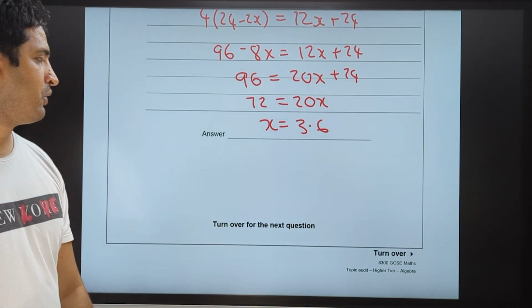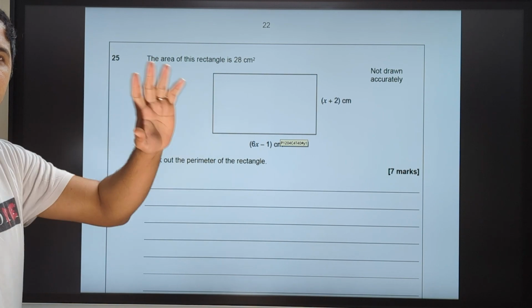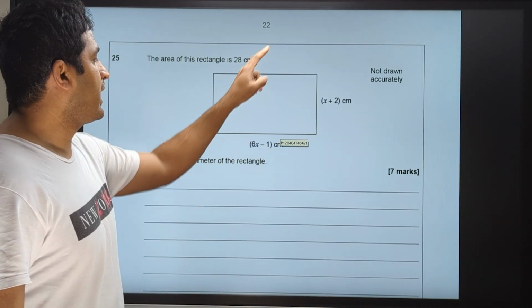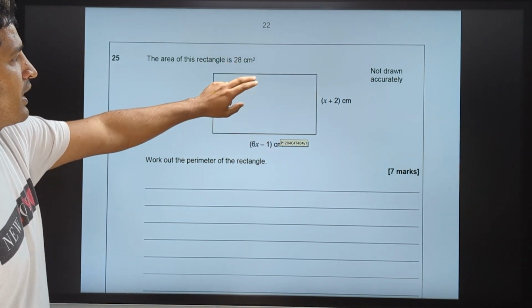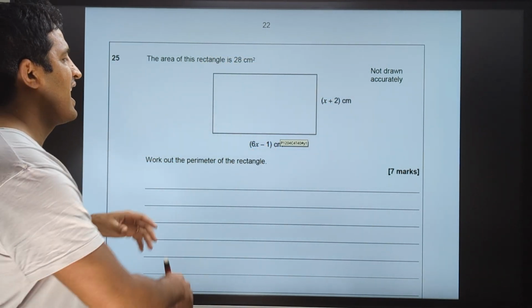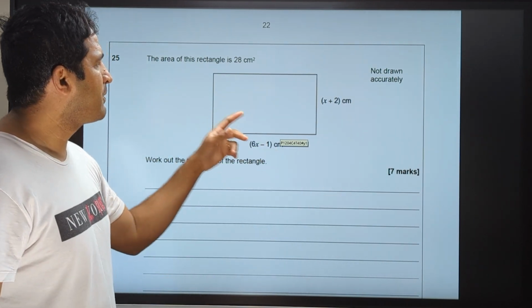And that's the end of the question, I think. No, one more, last one hopefully. The area of the rectangle is 28 centimetres squared, where this side is x plus 2 and that's 6x minus 1. Work out the perimeter of the rectangle. So we need to work out what x is first. This is a 7-mark question.